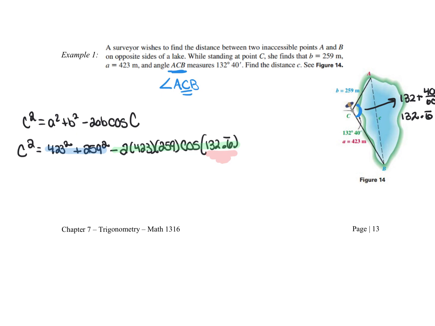And then don't forget you have to square root. You have c squared equals, so let's do the c squared first. C squared equals approximately 394,510.6. Don't chop it off. Keep that whole decimal. It's just an approximation. But then when you square root it to find C, it is 628 meters.